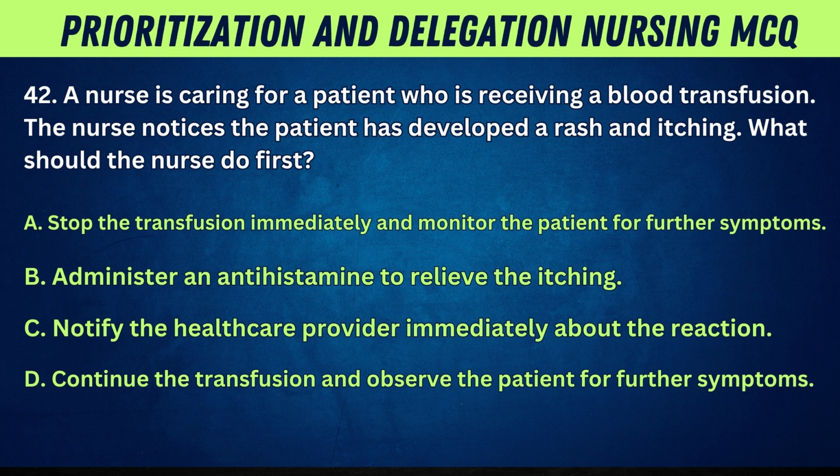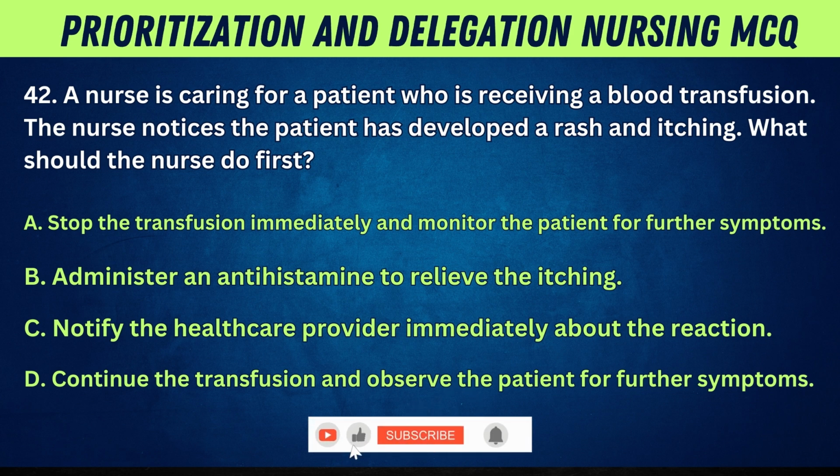42. A nurse is caring for a patient who is receiving a blood transfusion. The nurse notices the patient has developed a rash and itching. What should the nurse do first?